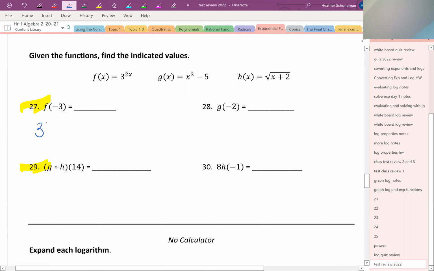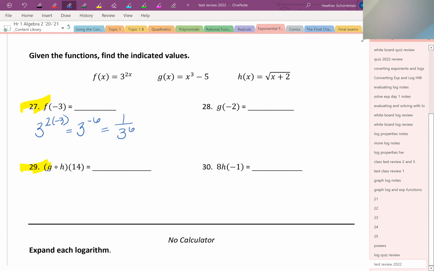So I'm going to do 3 to the 2 times -3, which means I have 3 to the -6. Anytime I have a negative exponent, to make it positive, I put it in the denominator. So it's 1 over 3 to the 6th. And then you can use your calculator and see that 3 to the 6th is 729. So our final answer is 1 over 729.